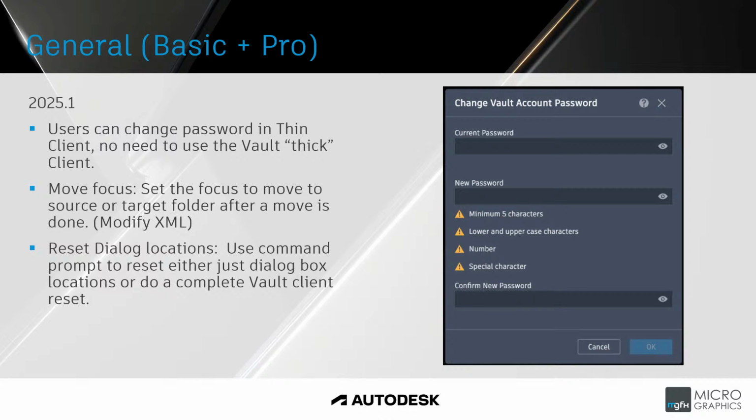So you can now reset dialog locations using a command in command prompt. You would start up your standard Windows command prompt and there are two commands that can be run. One resets just the dialog box locations and the other does a complete reset of the Vault client itself. So if you're having any other weird issues with Vault client, you can do a complete reset, much like the Inventor reset utility, but it's done through command prompt. Those commands are also in the release notes for 2025.1.